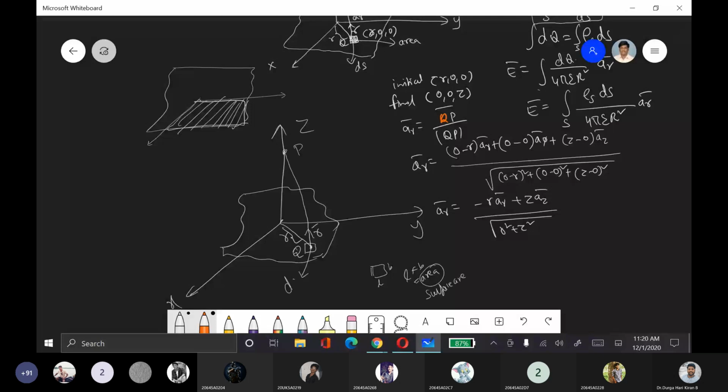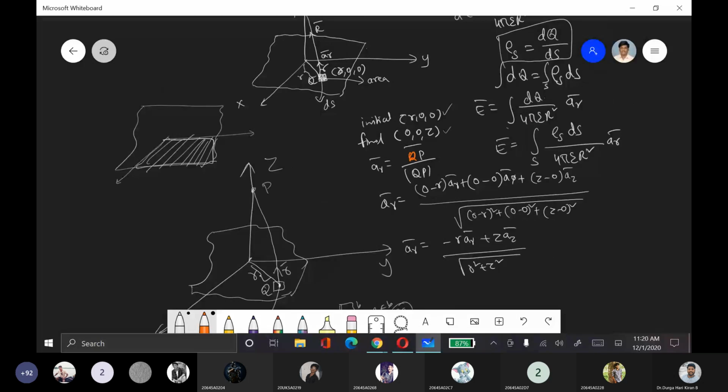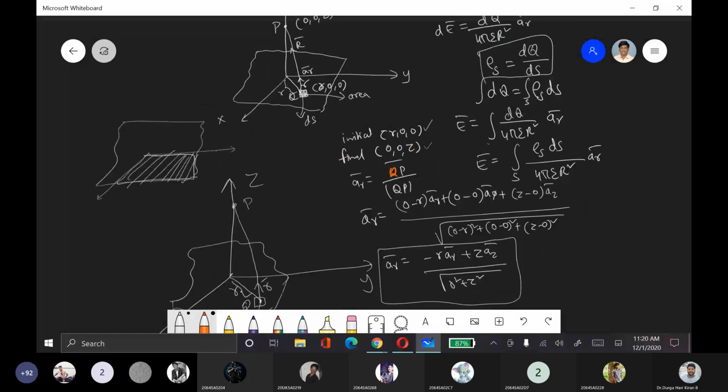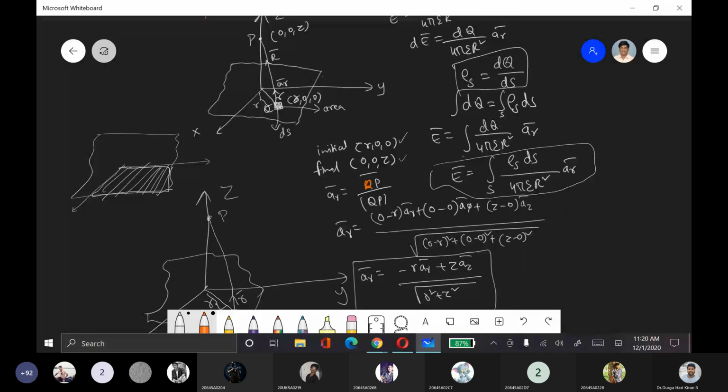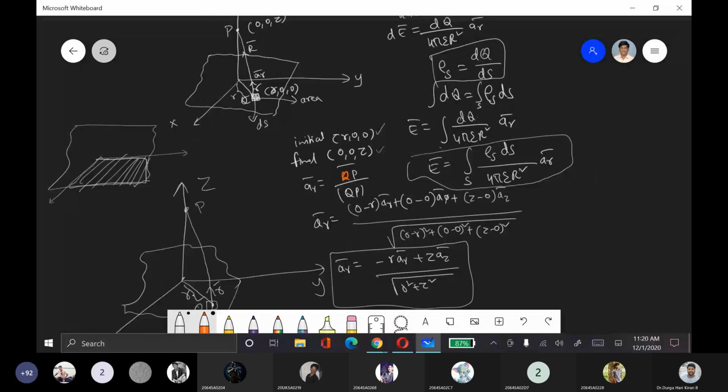Now this small part that I have considered will have a differential surface element. Here the initial point is r00, the final point is 00z. With that we have found the unit vector a r bar. We also derived an equation for the electric field intensity: E bar is equal to integral over s of rho s dS by 4 pi epsilon r square a r bar. So till this extent we have done this particular thing.